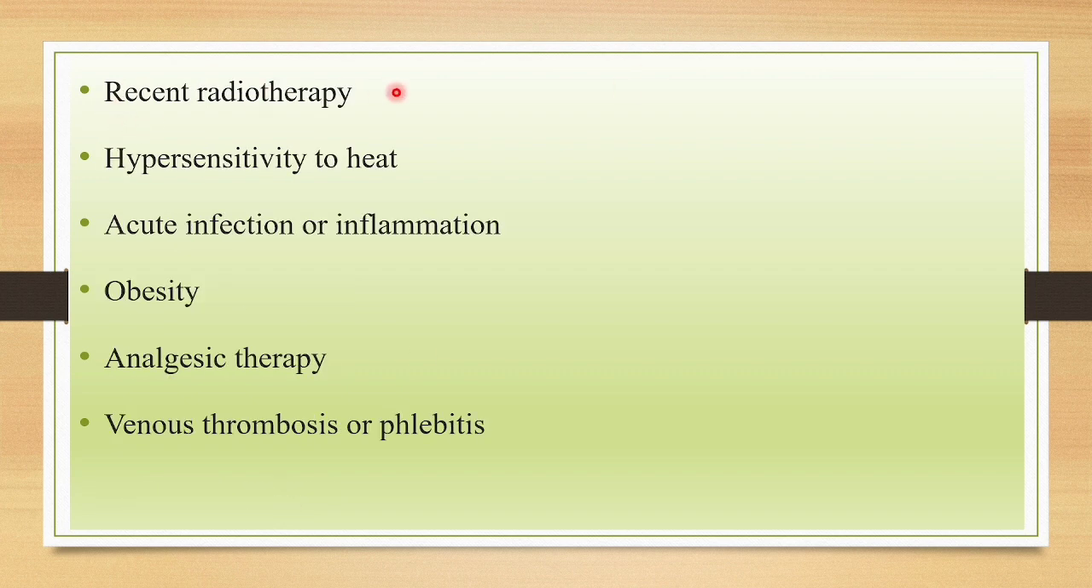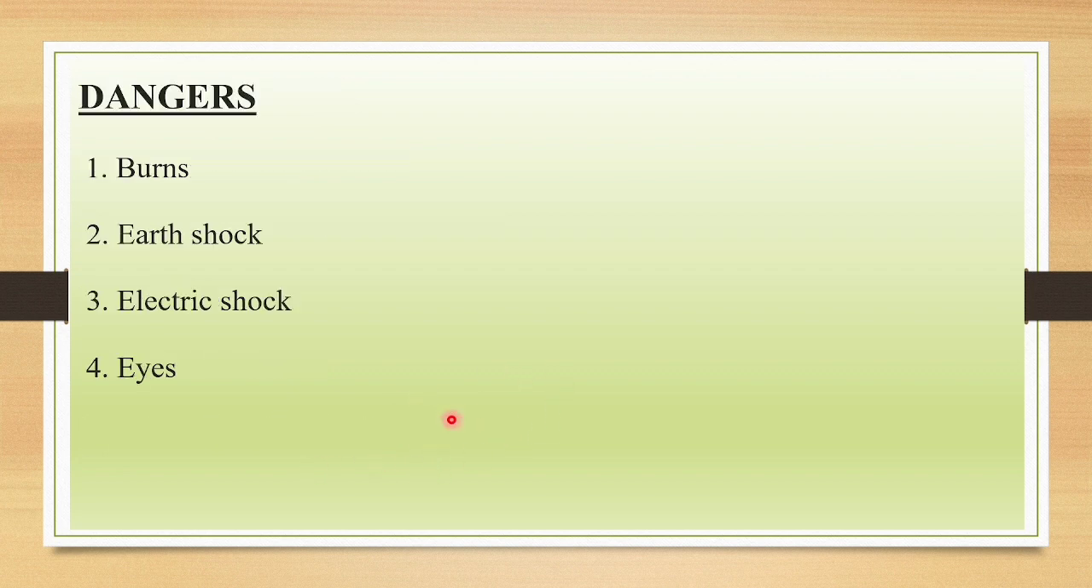And recent radiotherapy, hypersensitivity to heat, acute infection or inflammation, those who are obese, analgesic therapy, venous thrombosis or phlebitis. Phlebitis means inflammation of your vein. So these are the contraindications, and the dangers include burns because of the excessive heating.